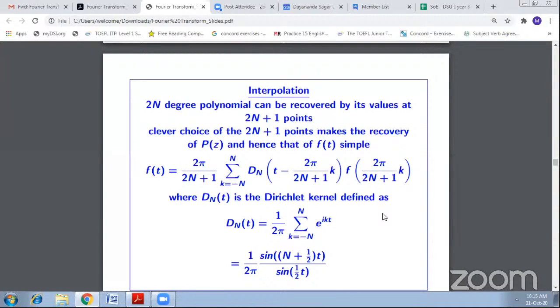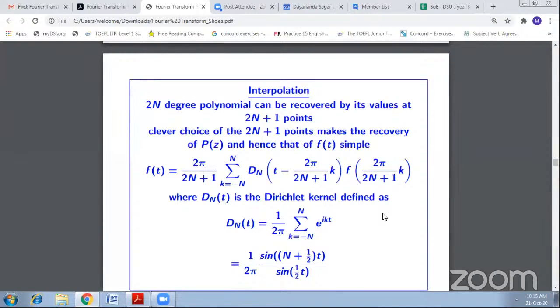A polynomial of degree 2n has 2n plus 1 constants. So we have to determine these 2n plus 1 constants. So we must know 2n plus 1 pieces of data. And that is the value of the function at 2n plus 1 points. The question is how cleverly you choose these 2n plus 1 points. And Dirichlet showed for these periodic functions, the clever way is to choose these points, k equal to minus n to n.